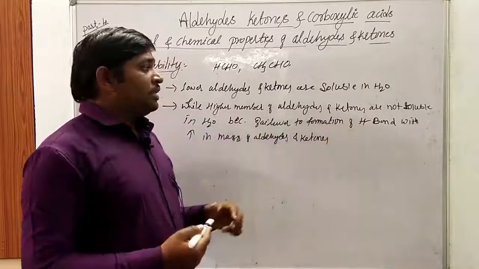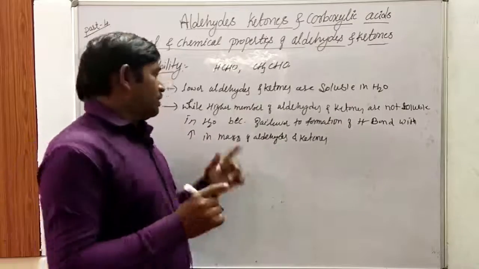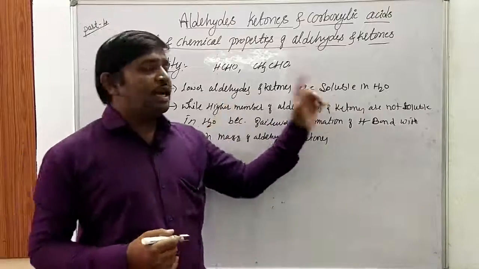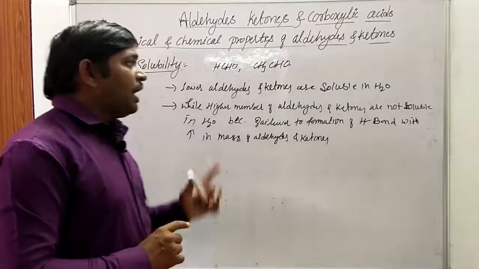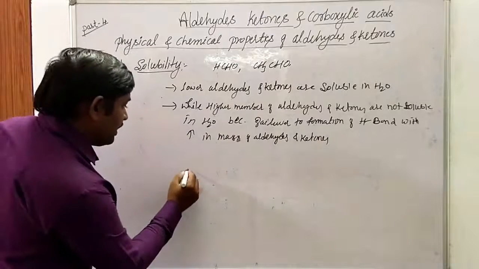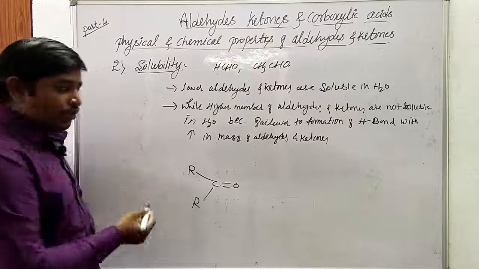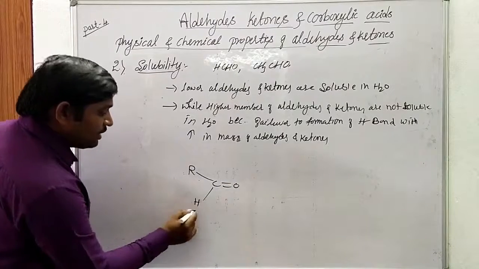Whenever there is a failure to form hydrogen bonding, the compound is highly insoluble in water, whereas lower aldehydes and ketones are highly soluble in water due to the formation of hydrogen bonding. If we consider a general formula for aldehydes or ketones, R-C=O-R is a ketone, and this is an aldehyde.